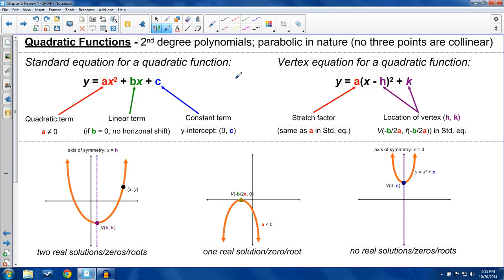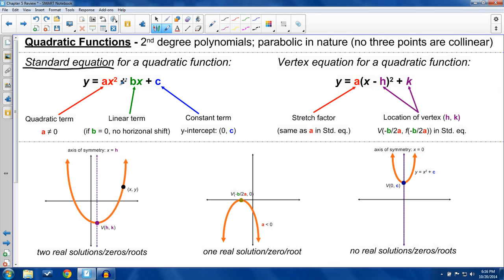There are 2 equation forms that we really look at when we're talking about a quadratic function. One is called standard equation, and it comes in this form. You have a quadratic term with a coefficient of a, that can't be 0, otherwise it's not quadratic, multiplied by your x squared, and perhaps there's a bx and a c also being added to it, your bx being your linear term, and your c being your constant term.